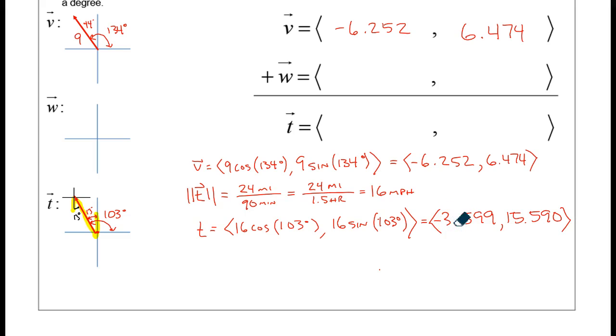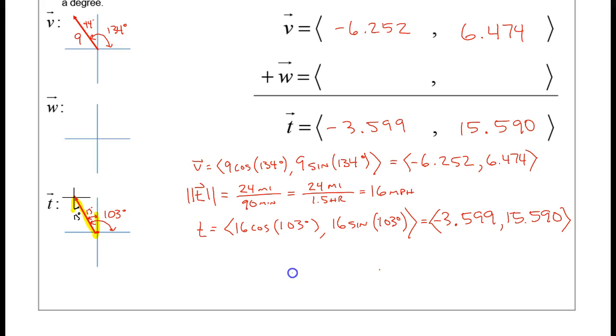Okay, so that's the vector t. I'm going to go ahead and fill that in the template. Negative 3.599 in the horizontal direction and 15.590. What's important to recognize at this time is that these are velocity vectors and these are in miles per hour because that's the units we're working for in this problem.